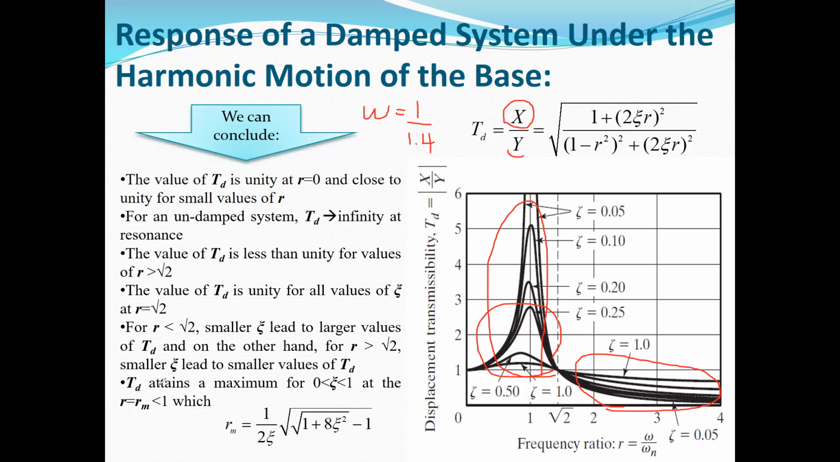And finally, the last conclusion: TD attains a maximum value for psi between 0 and 1, or for an underdamped system, when r is equal to rm, and rm can be obtained from this equation. So when the ratio of the frequency to the natural frequency is equal to this value, you can obtain the maximum value for your TD.